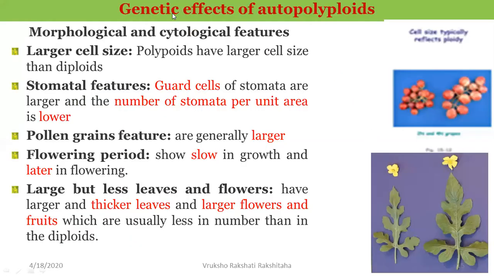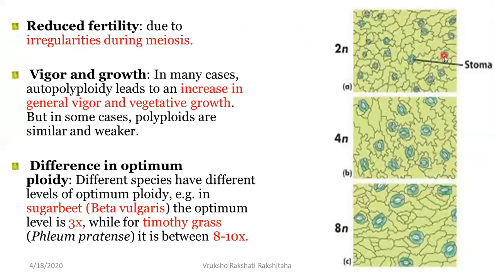Now let us look into the genetic effects of autopolyploidy. What are the morphological and the cytological features? Now these autopolyploids show larger cell size. The cell size is large. Stomatal features: the guard cells of the stomata, the stoma, are larger in size. So you can see in this pic, this is a 2n, the leaf surface of the diploid in the diploid condition. The leaf surface of a tetraploid showing tetraploid condition, and the leaf surface of the octoploid.